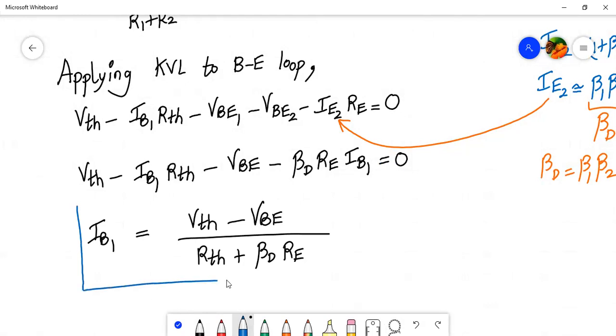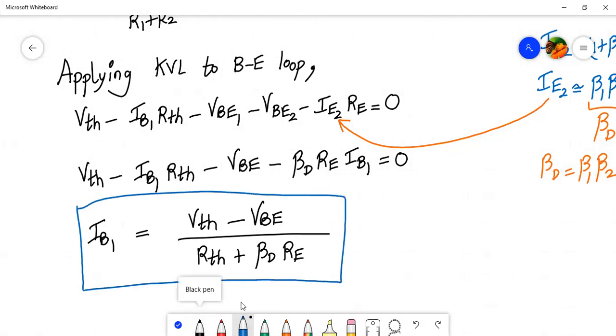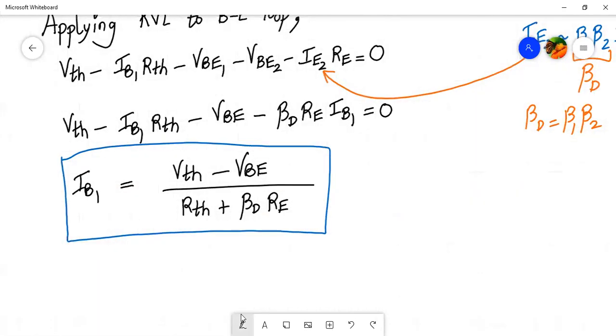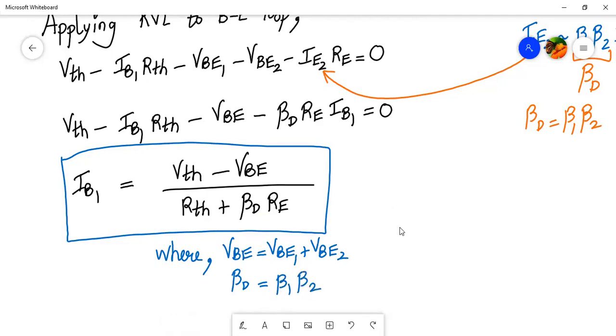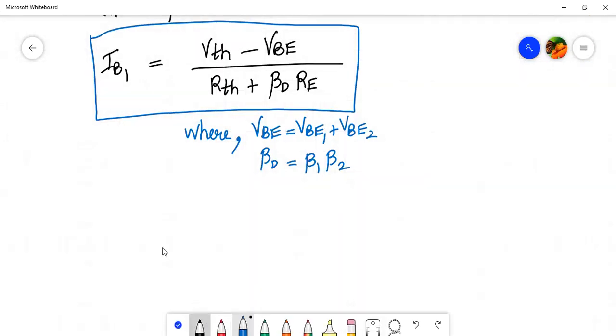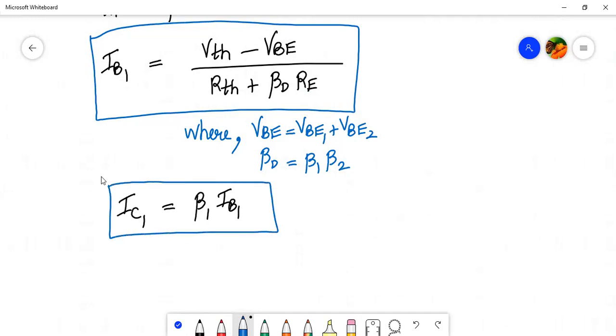So this is the equation for IB1. And here we can write where VBE is nothing but VBE1 plus VBE2, and beta D is nothing but beta 1 times beta 2. So once we know the value of base current, we can easily find the value of collector current. So collector current IC1 will be beta 1 times IB1. Okay, so we got the collector current now.